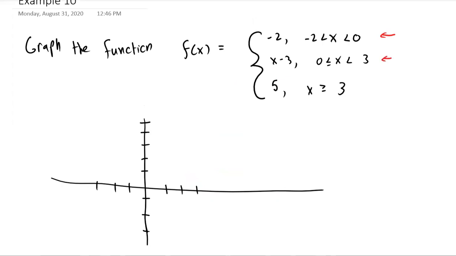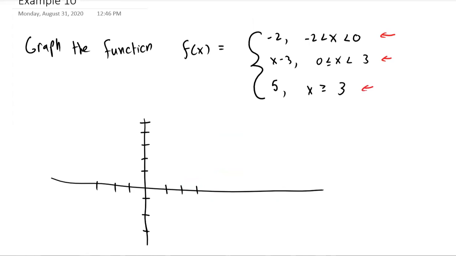The next piece is from x equals 0 to 3, including 0, our function is defined as the line x minus 3. Right? We saw in previous videos how to graph these. And then for x greater than or equal to 3, our function is just a horizontal line going through y equals 5.